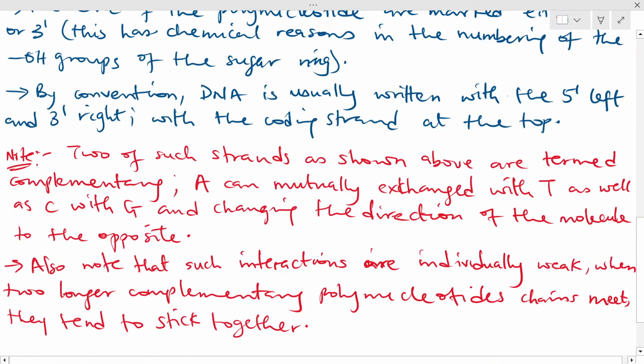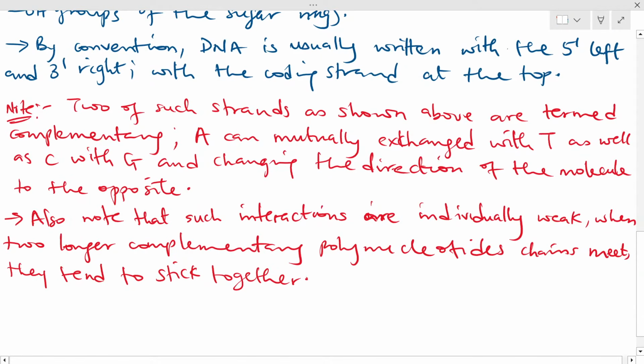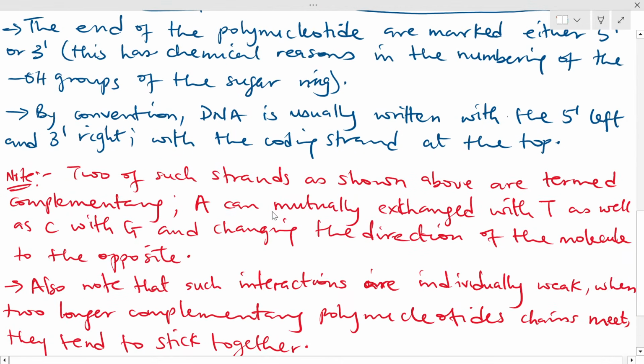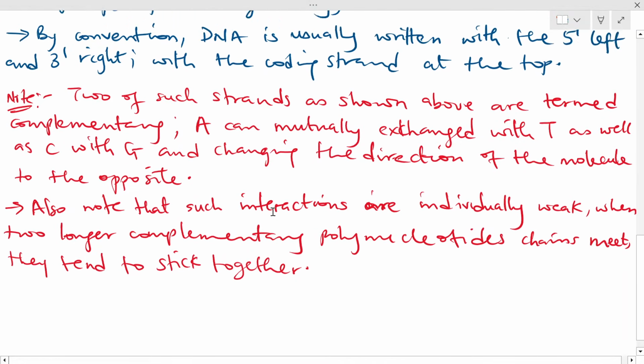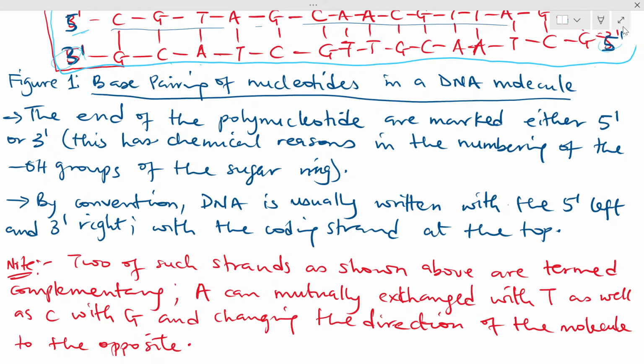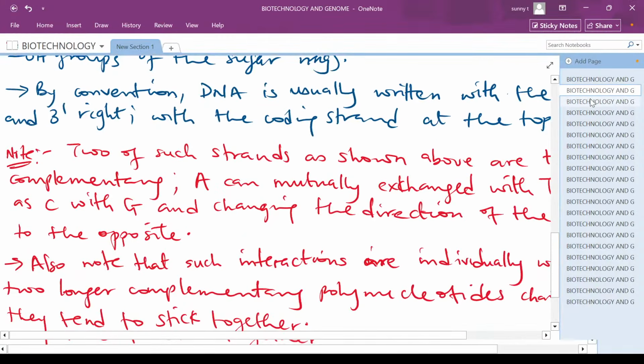Alright, so we're moving very fast. It's also worthy of note that such interactions are individually weak, and when two longer complementary polynucleotide chains meet, they tend to stick together because they are composed of weak bonds. Alright, so we move forward quickly.